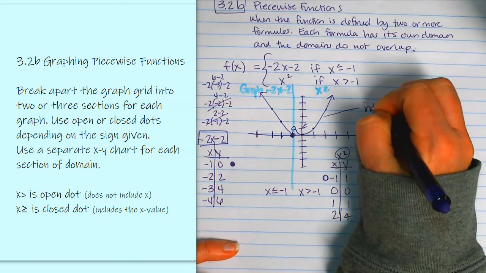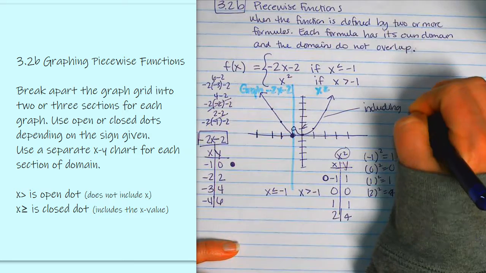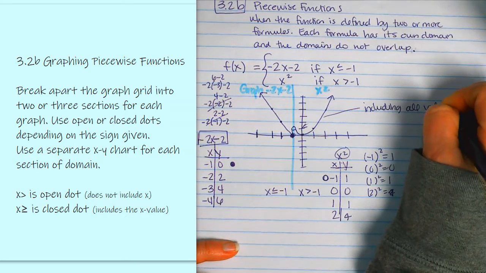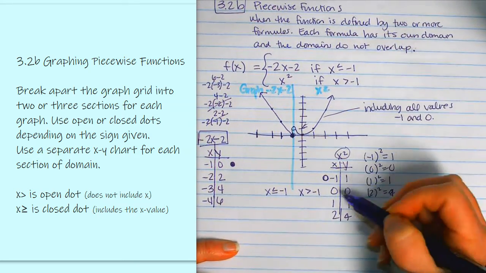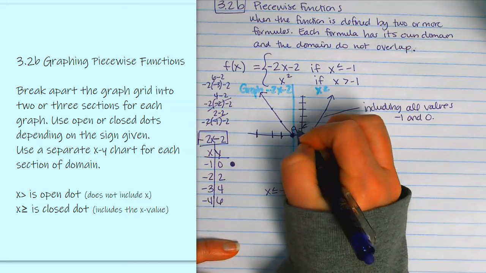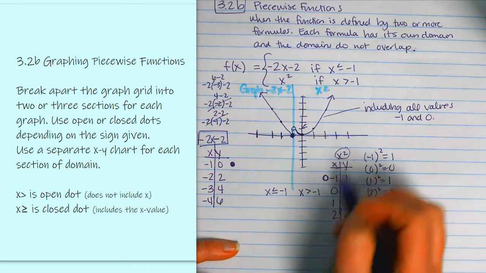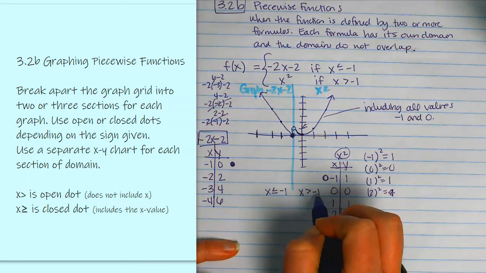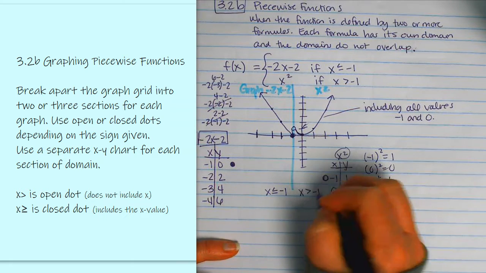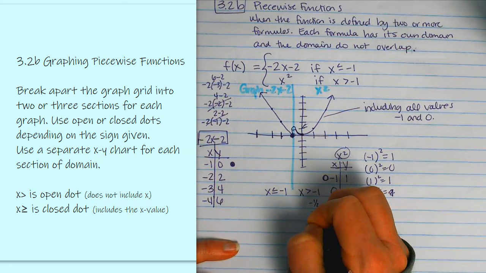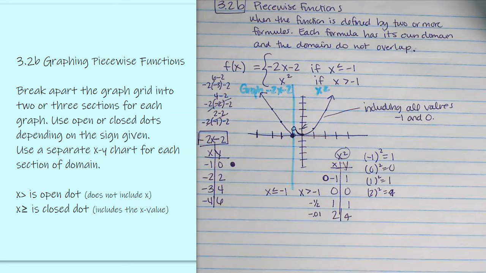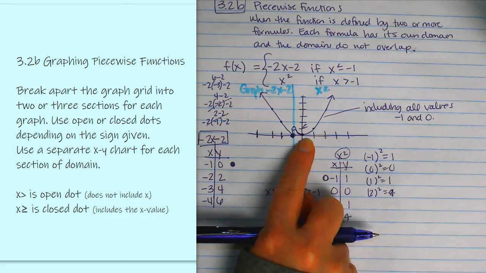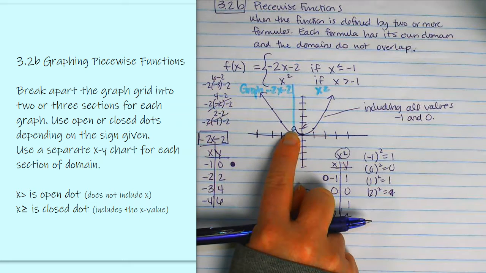I'm including all the values between -1 and 0. I can't just start at 0 in my chart. I need this part of my graph because I'm saying that x is greater than -1. That means that -1/2 is okay and -0.01 is okay and -0.9 is okay. I need this part of the graph, but I'm going to end it with an open circle.